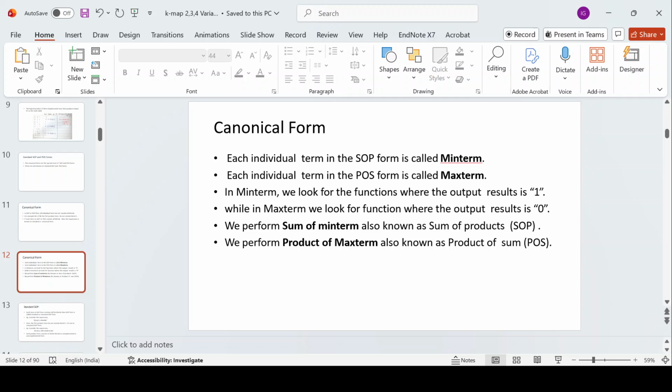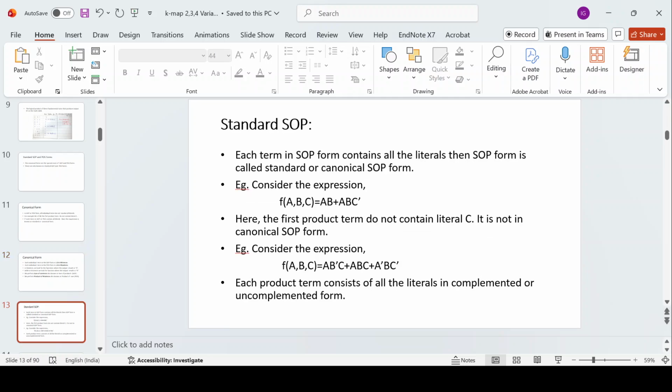In the canonical form, each individual term in the SOP is called a min term, and each individual term in POS is called a max term. That means we can simply say a product term is called a min term, and a sum term is a max term. So we perform the sum of min terms, also known as the sum of products. We perform the product of max terms, which is the product of sum.